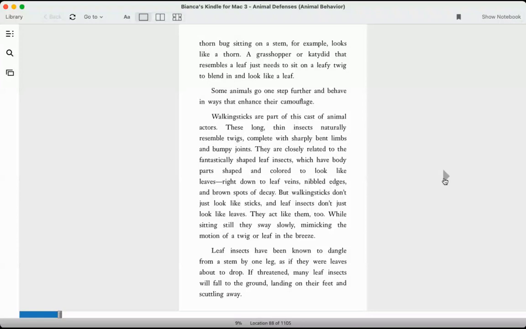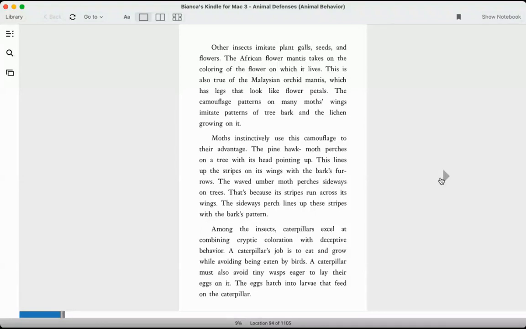But walking sticks don't just look like sticks, and leaf insects don't just look like leaves. They act like them too. While sitting still, they sway slowly, mimicking the motion of a twig or leaf in the breeze. Leaf insects have been known to dangle from a stem by one leg as if there were leaves about to drop. If threatened, many leaf insects will fall to the ground, landing on their feet and scuttling away.